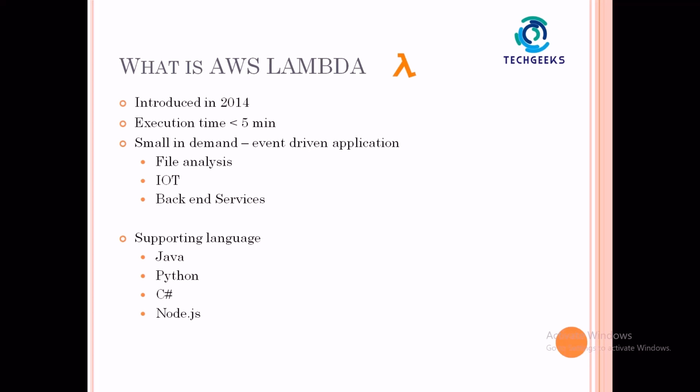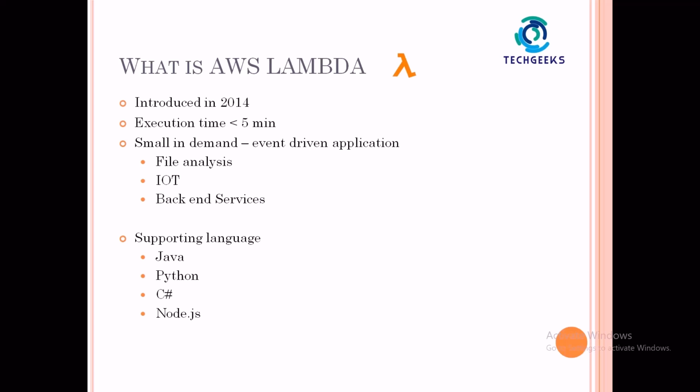Generally the code that you create should not execute for more than 5 minutes, but definitely there are constraints on that. It depends upon the memory that we have selected while creating that platform. A small piece of code should be deployed in AWS Lambda, which is small on demand, and it is more for event-driven applications.